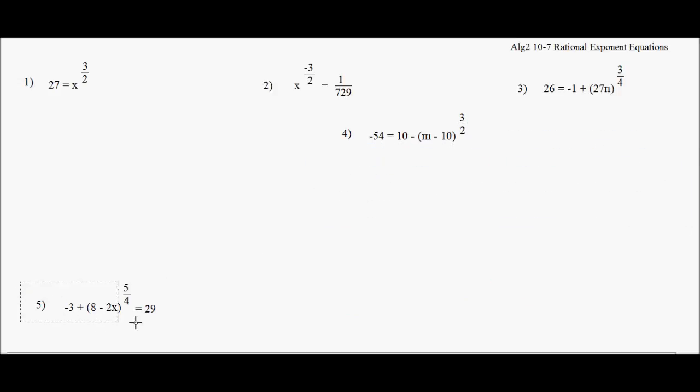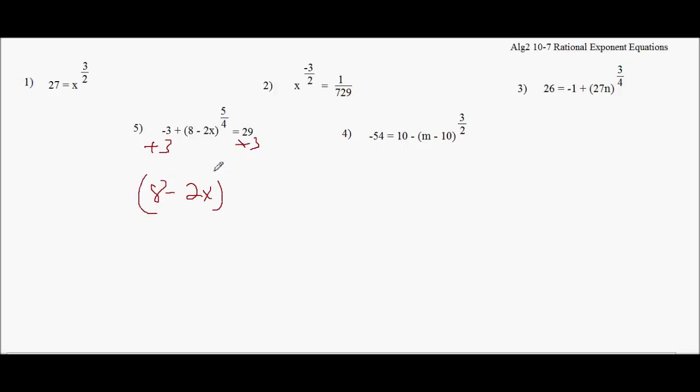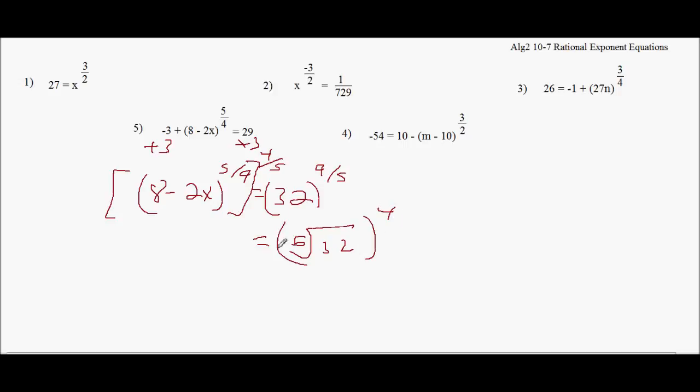This one, pretty much the same thing. The pattern's really pretty obvious. So then add 3 to both sides, I get 8 minus 2x to the 5/4 power is equal to 32. So I'm going to take this guy to the 4/5 power, this guy to the 4/5 power. And so this means this is the fifth root of 32 to the 4th. This cancels, so I get 8 minus 2x.